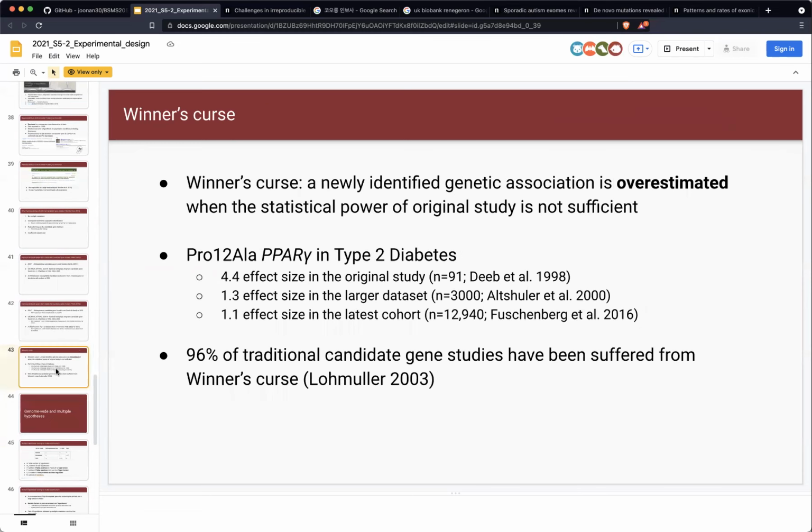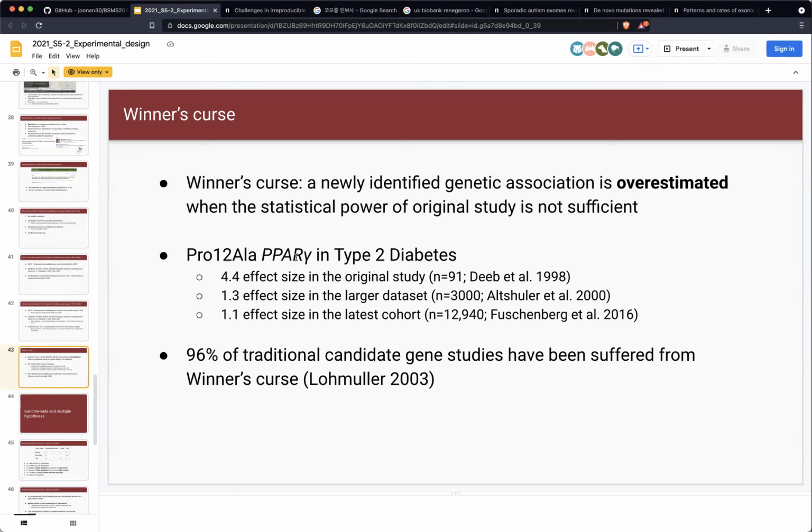Knowing about reproducibility and replication in large-scale research is why this really matters in your career. Another reason is the winner's curse. This is originally from the economics field, but it is also commonly used in the genetic field. With the winner's curse, a newly identified genetic association in an initial study is always overestimated when the statistical power of the original study is not sufficient.